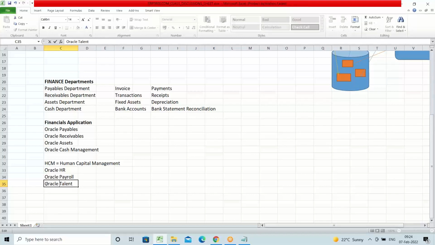When we have to include Fusion, when we have to include the cloud, and all that, we'll discuss very soon. For now, take these points.